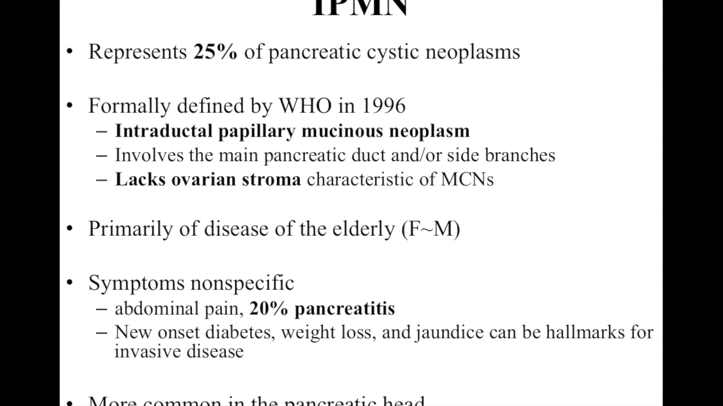The IPMNs are more common in the head than in the tail, again, so different because MCNs occur more typically in the tail. And if you have fluid amylase available, then you know that IPMNs are going to have a high amylase level because they're connected to the main pancreatic duct. If these patients have a biopsy, then there should not be any ovarian stroma. Again, the ovarian stroma is in the MCNs, not in the IPMNs. So a male patient with a mucinous lesion in the head of the pancreas more likely has an IPMN than an MCN.